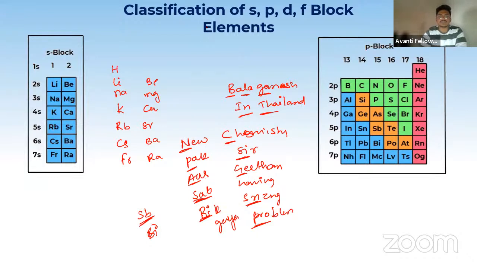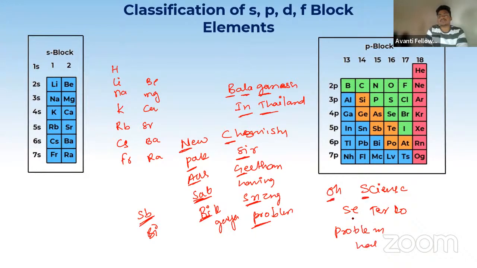Now we can go to the next one, that is हो साइंस से तेरे को प्रॉब्लम है. So Ho means oxygen, science means sulfur, Se means selenium, Te means tellurium, problem means polonium, Po means polonium. Simply, you can remember that.